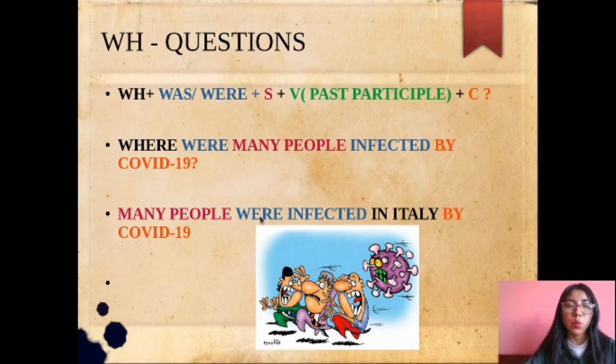Many people were infected in Italy by COVID-19. Remember the agent you have to put at the end of the sentence, okay? In this case, where is in the question, and in Italy responds to the question. So pay attention. You have to keep in mind what your WH question is. So in this case, in Italy is the answer to where.